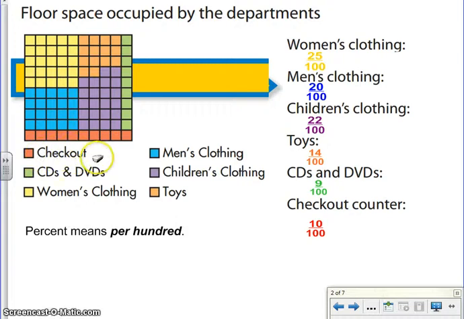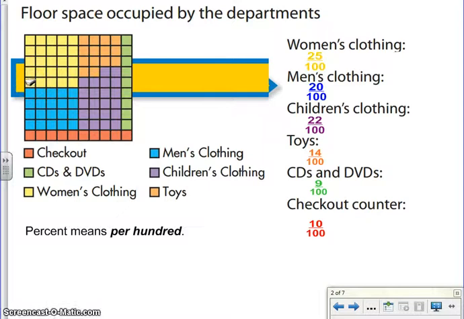The red boxes represent checkout. Green is where they sell CDs and DVDs. The yellow is for women's clothing. The blue is for men's clothing. The purple is for children's clothing. And the orange is for toys. Now, I've already written these as a product of a fraction, because we've done this lesson before. This was pretty basic, right?